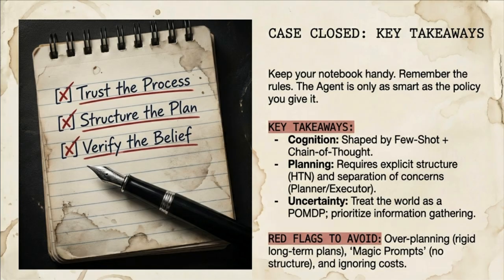Avoid overplanning with rigid long-term plans that cannot adapt to change. Beware of magic prompts that lack explicit structure, and never ignore the operational cost of your agent's actions. If you follow these principles, you will be well on your way to designing practical and safe and governable agent systems that can excel in any environment.